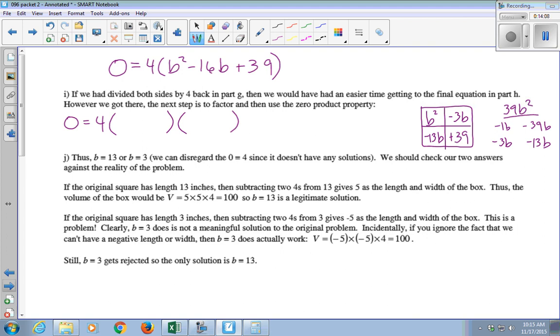Then you look at the first row and you pull out the GCF. B squared and -3b, what do they have in common? B, yeah. So I pull out a b. Okay, then I do b times what is b squared? B. B times what is -3b? -3. And b times what is -13b? -13. Okay. So we've got it factored. B minus 3 and b minus 13.